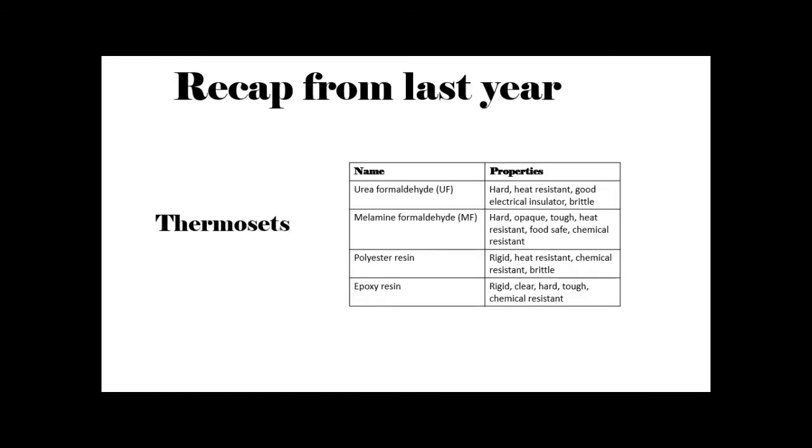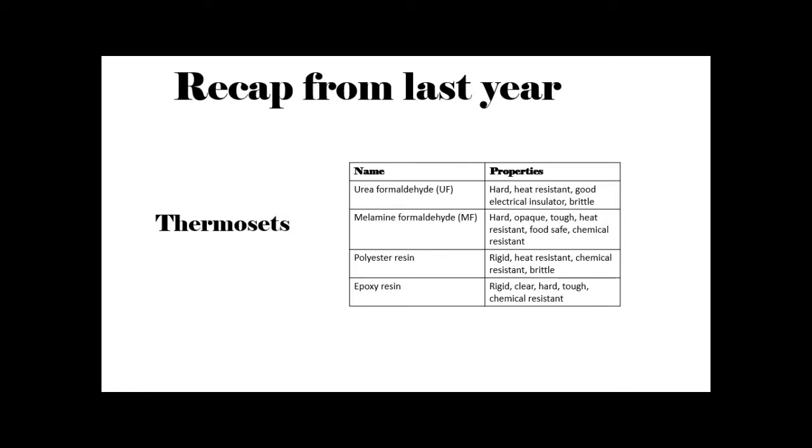Then you've got your thermosetting plastics. You've got urea formaldehyde, which is hard, with good heat resistance, quite brittle, but it's a good electrical conductor. Then you've got melamine formaldehyde, which is hard, opaque, tough, food safe and chemical resistant. That's why melamine formaldehyde is typically used in things like kitchen counters. Polyester resin and epoxy resin are rigid, tough, with good chemical resistance.